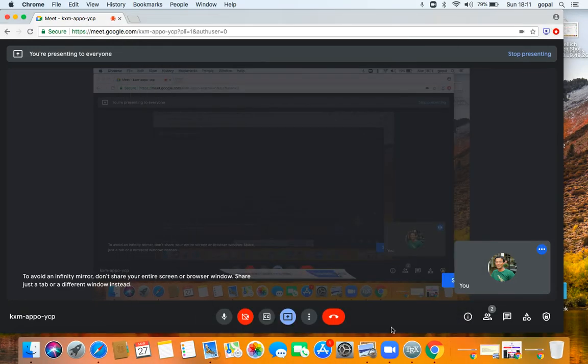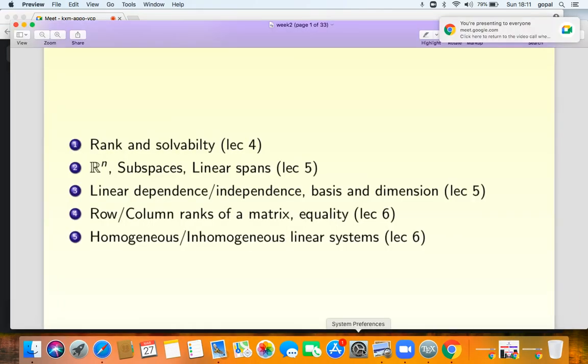Hello. So finally, now we have gone to the capsule 6B, which will be a roundup of the material for week 2. So the material for week 2 is rank and solubility, Rn, vector subspaces, linear spans, linear dependence, linear independence, basis, dimensions, row rank, column rank, and the equality of row and column ranks, and systems of linear equations.